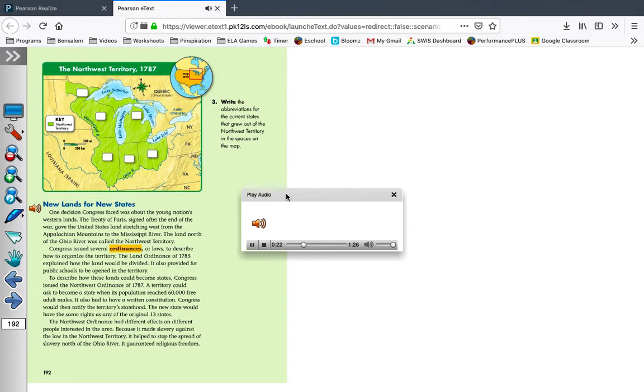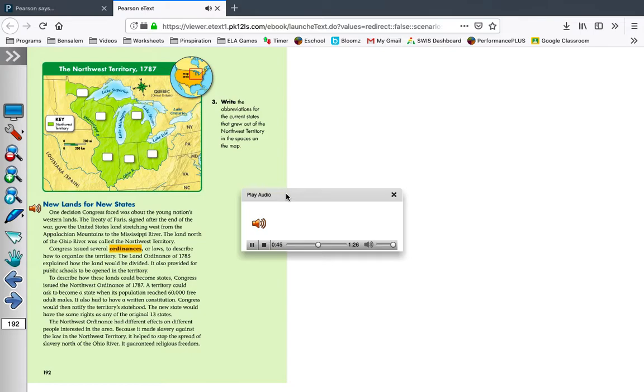Congress issued several ordinances or laws to describe how to organize the territory. The Land Ordinance of 1785 explained how the land would be divided into towns. It also provided for public schools to be opened in the territory. To describe how these lands could become states, Congress issued the Northwest Ordinance of 1787.